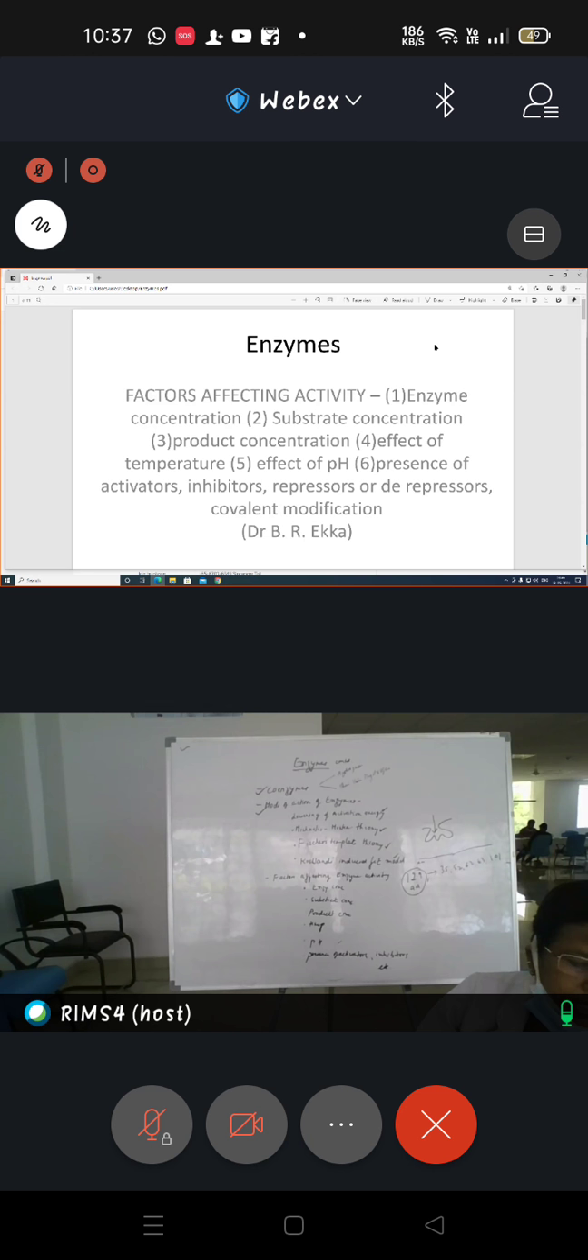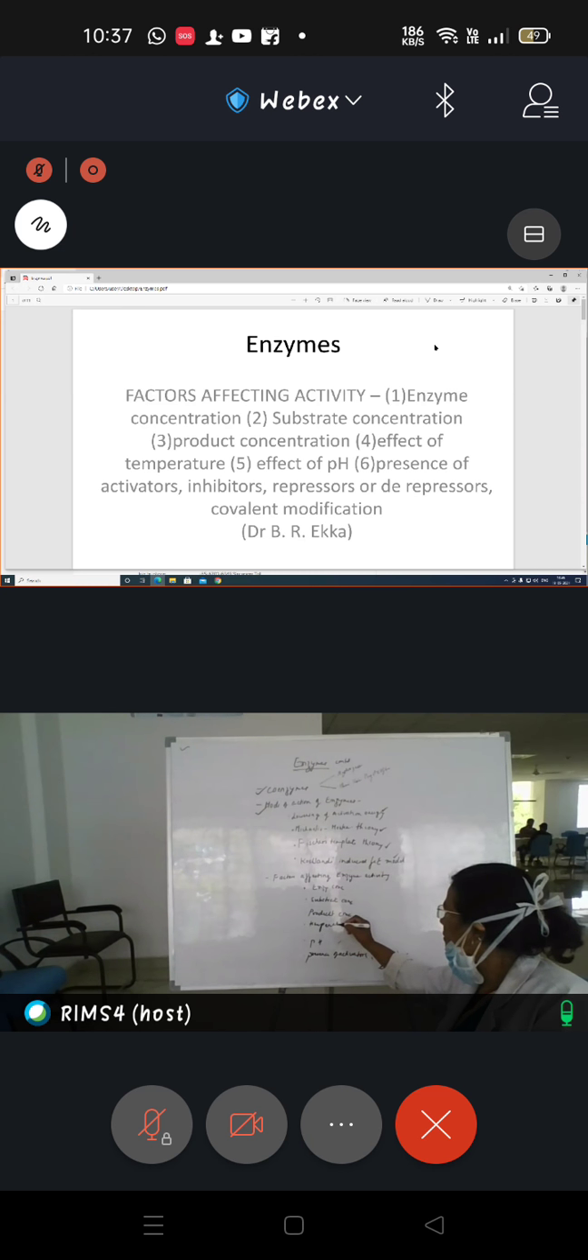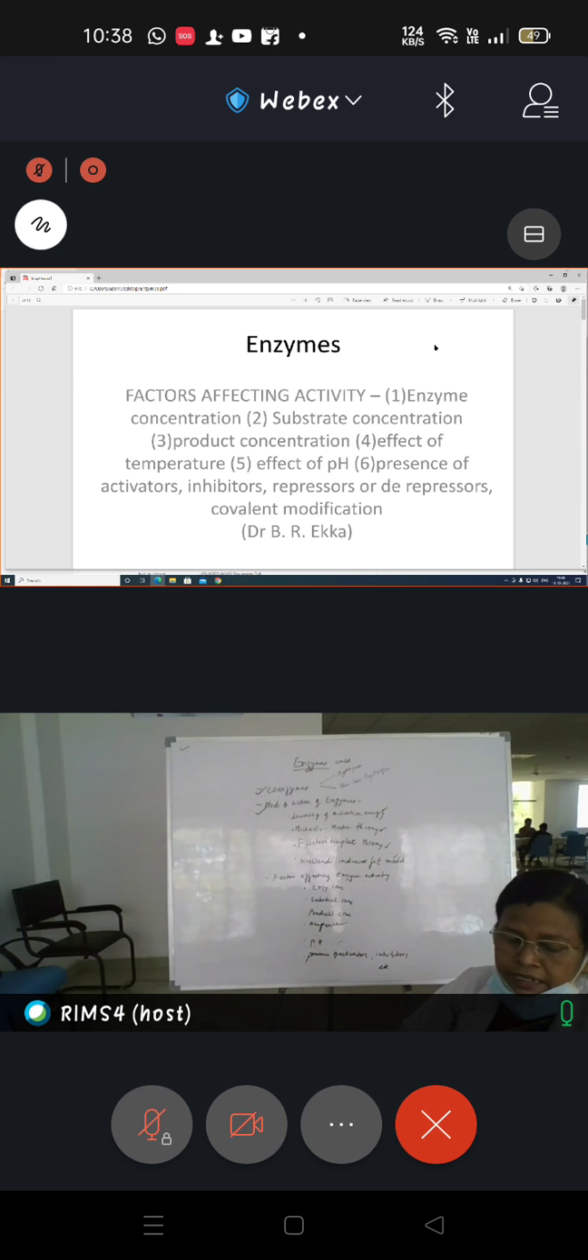Now coming to the factors affecting the enzyme activity. What are the factors? The enzyme concentration, the substrate concentration, product concentration, then we have the temperature, the pH, and other substances, some activators, inhibitors, etc. Presence of activators, inhibitors, etc.